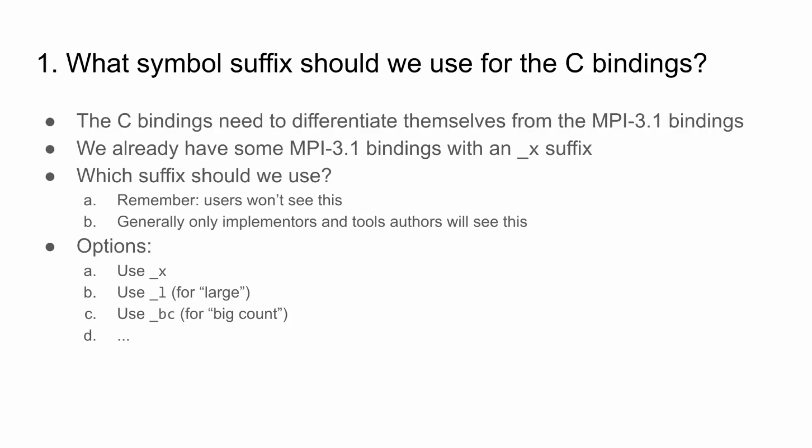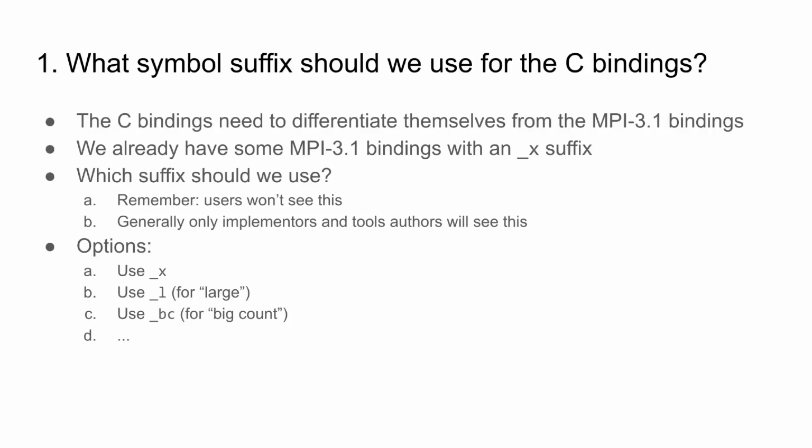Users are not going to see this suffix. This suffix is really only for implementers and tool authors. We're going to tell users to just call MPI send. And we have C11 generic, and we have C++ function overloading, and we have Fortran interface overloading so that they don't have to actually see the suffix.